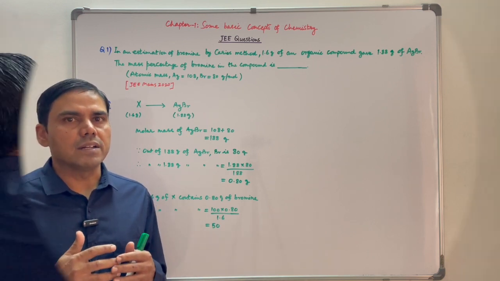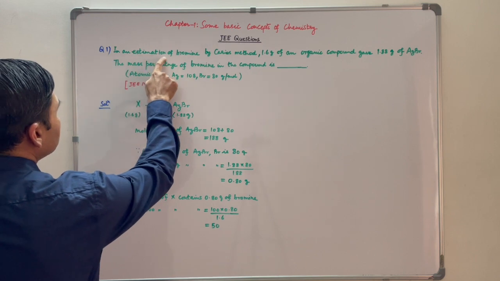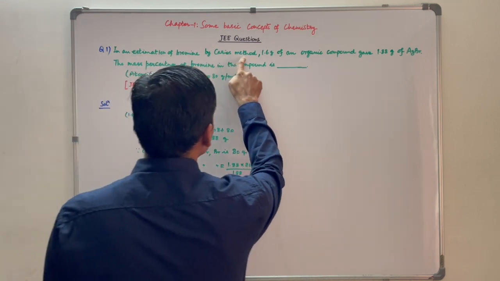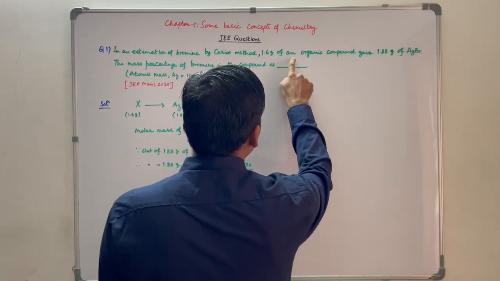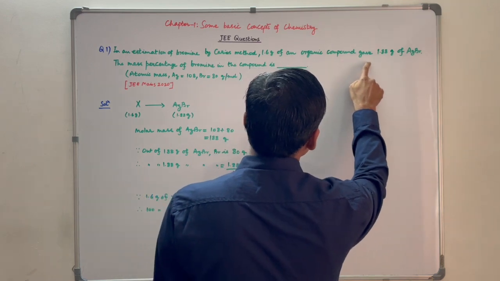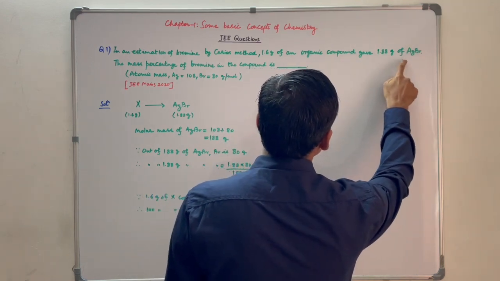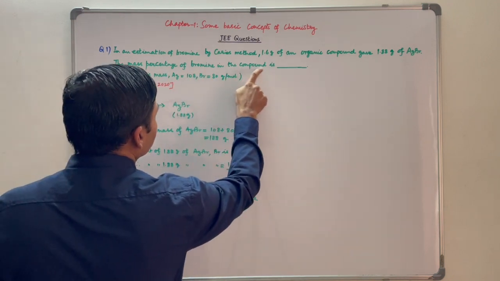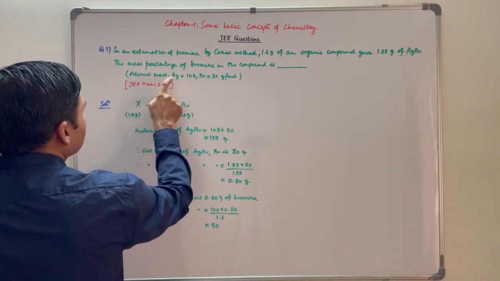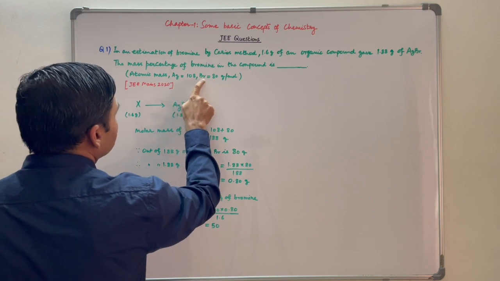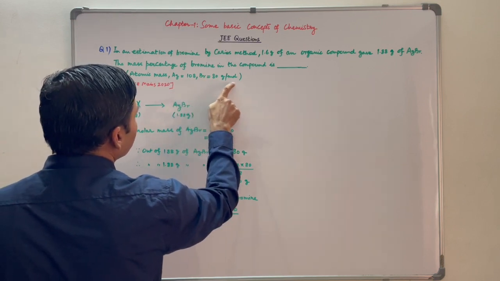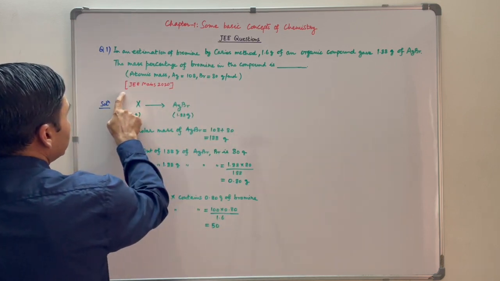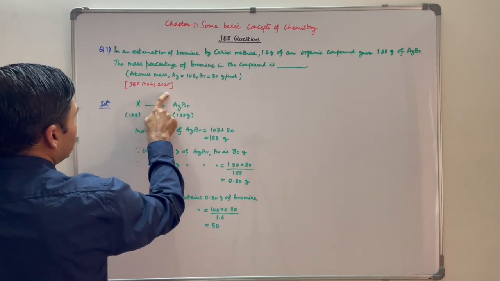So let us start. First question: in an estimation of bromine by Carius method, 1.6 gram of an organic compound gave 1.88 gram of AgBr. The mass percentage of bromine in the compound is ___. Atomic mass of Ag is 108 and that of bromine is 80 gram per mole. This question appeared in JEE Mains 2020.